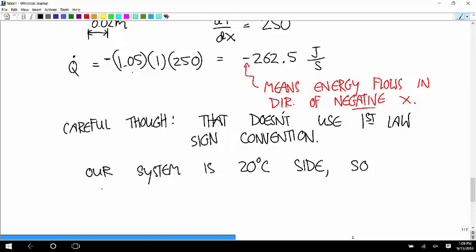Okay, so our system is the 20 °C side. Is energy leaving the system or coming into the system through heat? Leaving.